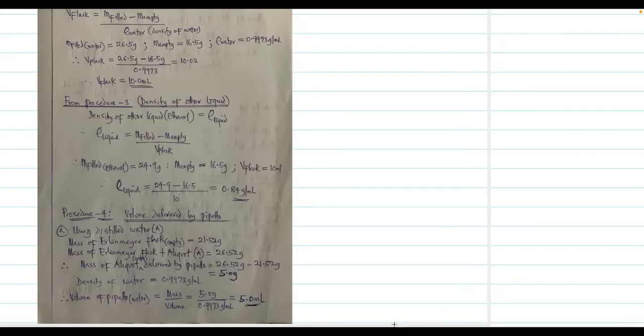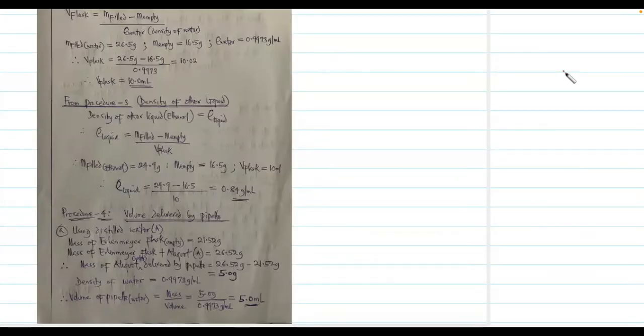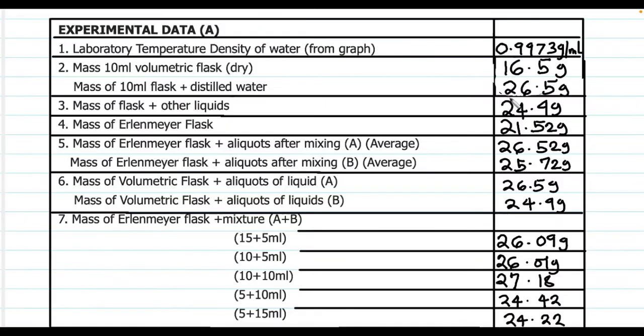Now if you look at this, remember we had to use the pipettes. I told us that it wouldn't make sense to do it 5 times and divide by 5 for the average, it's still the same thing, so we did it once. So using distilled water, because we have to use water and also ethanol. When we used water, the mass of the Erlenmeyer flask when it was empty, which we measured, was 21.52. Now the mass of the Erlenmeyer flask with the aliquot, I already explained how we got this, was 26.52.